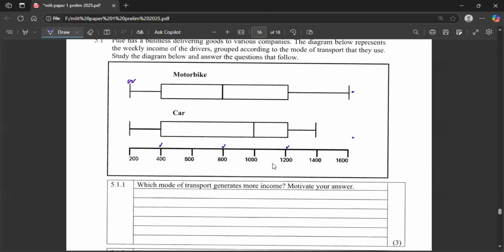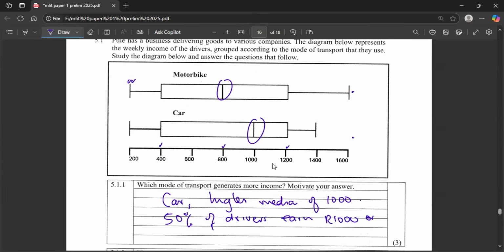Because in this case, if I'm comparing the two, then I'm just focusing on the median. So I'm going to say the car. Why? Because it has a higher median of 1,000 rand, meaning that 50% of the drivers earn 1,000 rand or more. I think that can be the explanation. In as much as the 75th is the same, the 25th is the same, and the maximum is also smaller. Remember, this maximum could be an outlier.